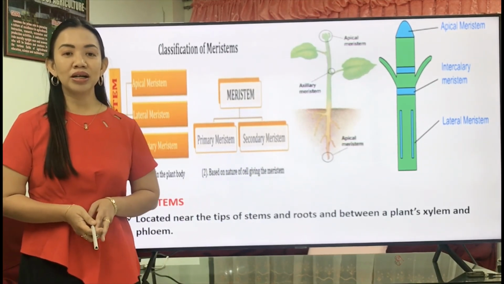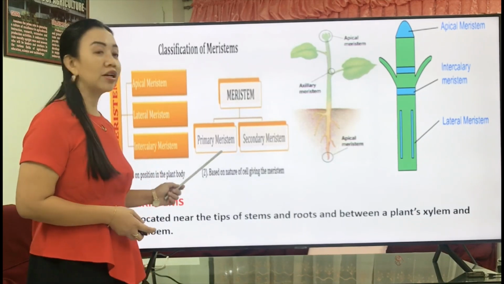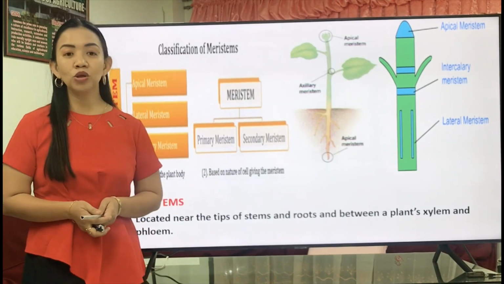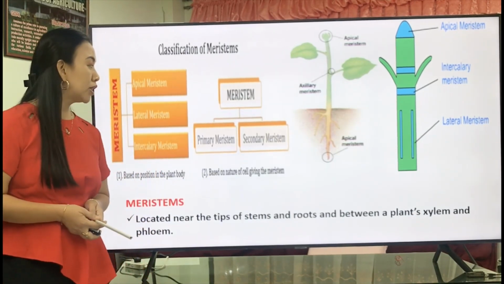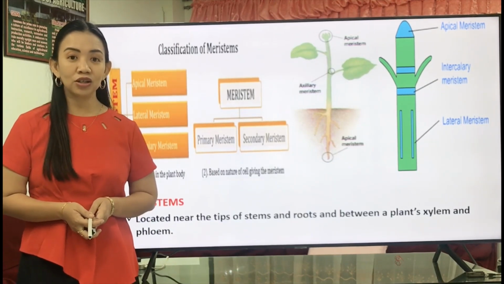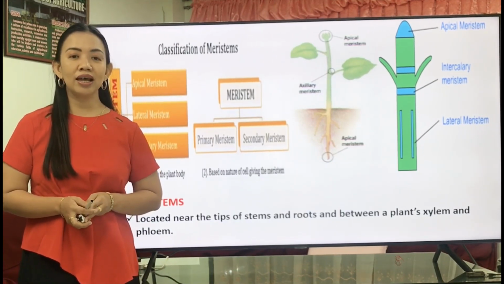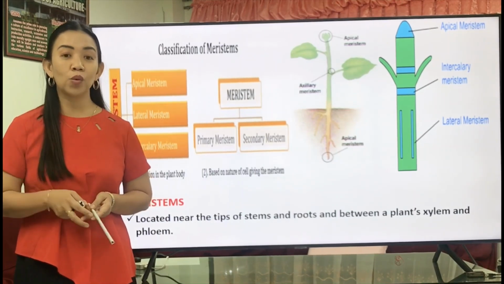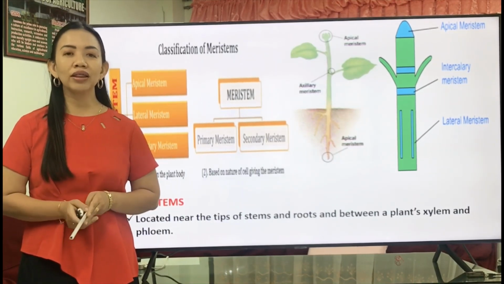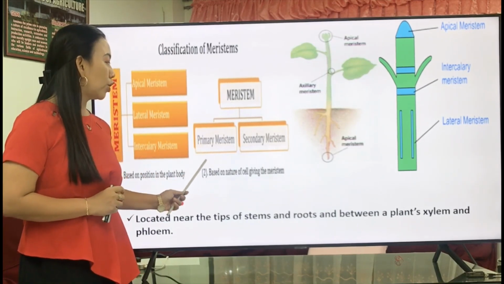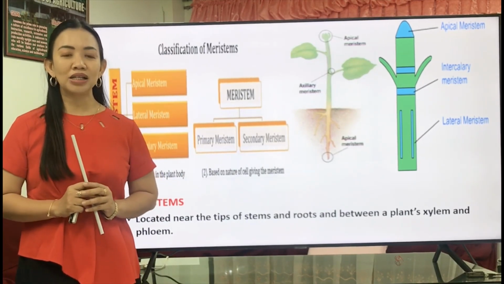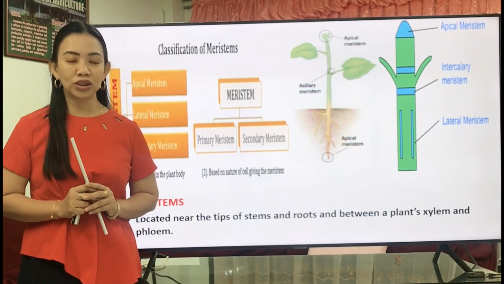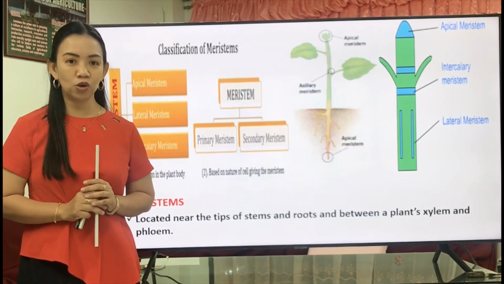By the nature of the cell giving the meristem, we have two types, the primary and the secondary meristem. So this primary meristem, or the meristematic tissues under this category, is composed of cells which help the plant grow in length, or vertical growth. Meaning to say they help the plant grow up towards the sun or go down towards the soil. So in short, this meristem is mainly responsible for the increase in length of the shoots and the roots.